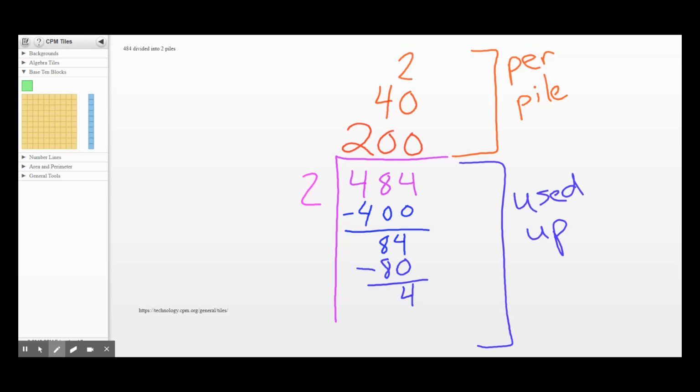So if the first group gets 2 and the second group gets 2, how much have I used up altogether? 4. And if I started with 4 and I used up 4, how much do I have left? 0. So what's the total value of one group, of one pile? I had 2 100s, I had 4 10s, and I had 2 1s. 200 plus 40 plus 2 is 242. So 484 divided by 2 is 242.